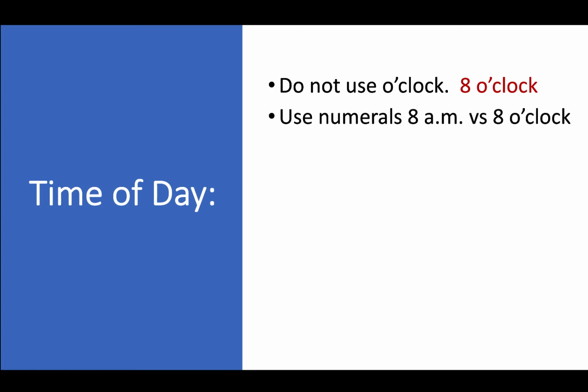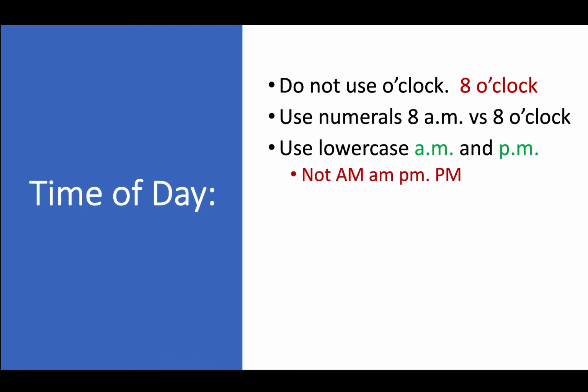Because time of day and dates are used so much on websites, I want to take a little bit of time to talk about these. We never use the word o'clock, so we would never write 8 o'clock. Instead, we would use numerals like 8 a.m. versus 8 o'clock. Use lowercase a.m. and p.m., not capital AM, PM, etc.